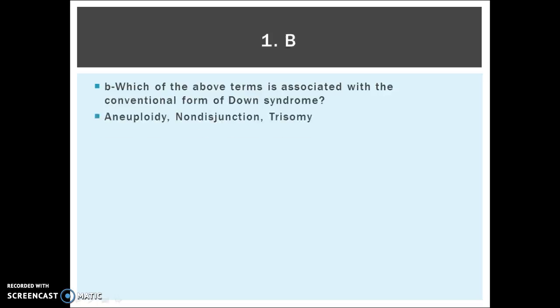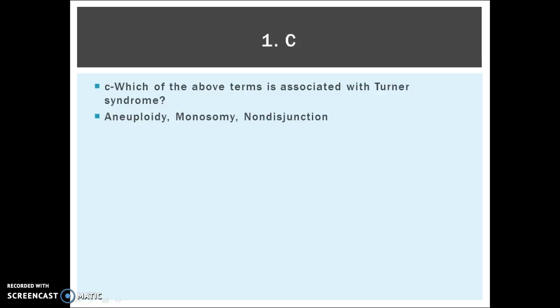B. Which of the above terms is associated with the conventional form of Down syndrome? And it's aneuploidy, non-disjunction, and trisomy. C. Which of the above terms is associated with Turner syndrome? And it's aneuploidy, monosomy, and non-disjunction.